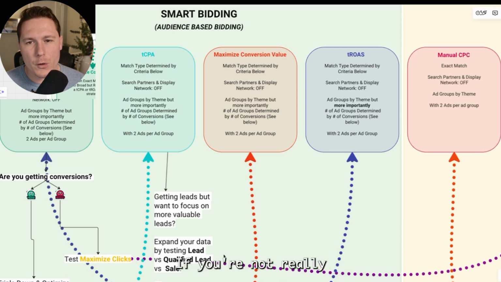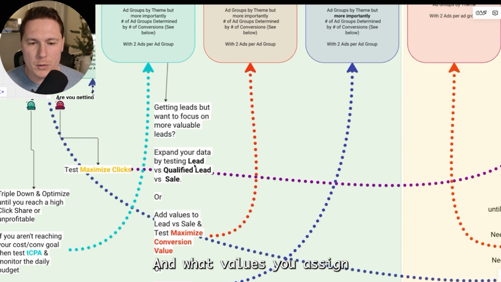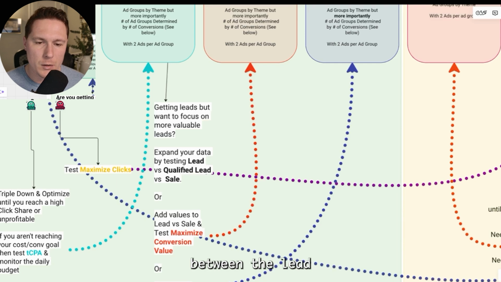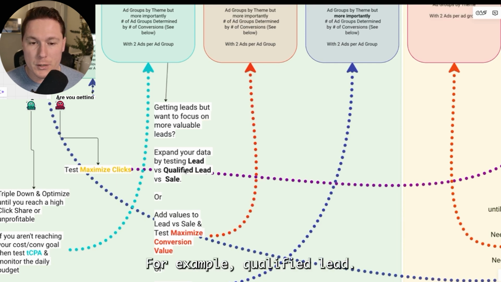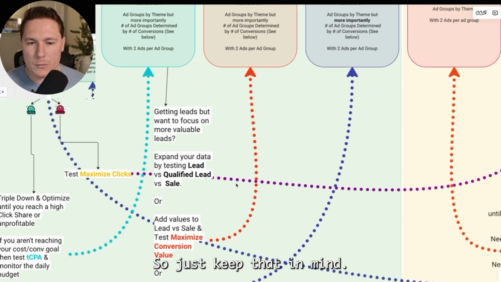Again, if you're not really reaching your maximize conversion value goal, you'll have to be very strategic in what values you assign to the qualified leads versus lead versus sale, and make sure that there's a big difference between the lead and qualified sale. For example, qualified lead from a value standpoint. So just keep that in mind.